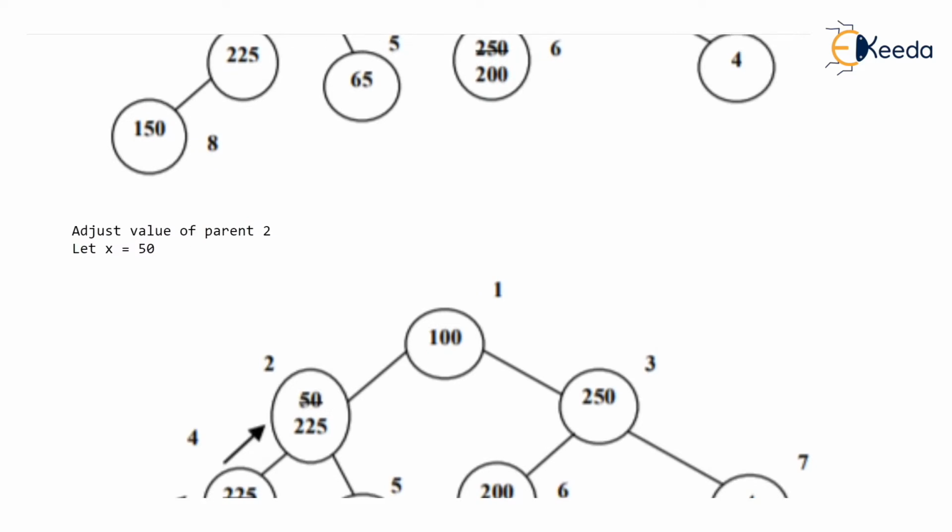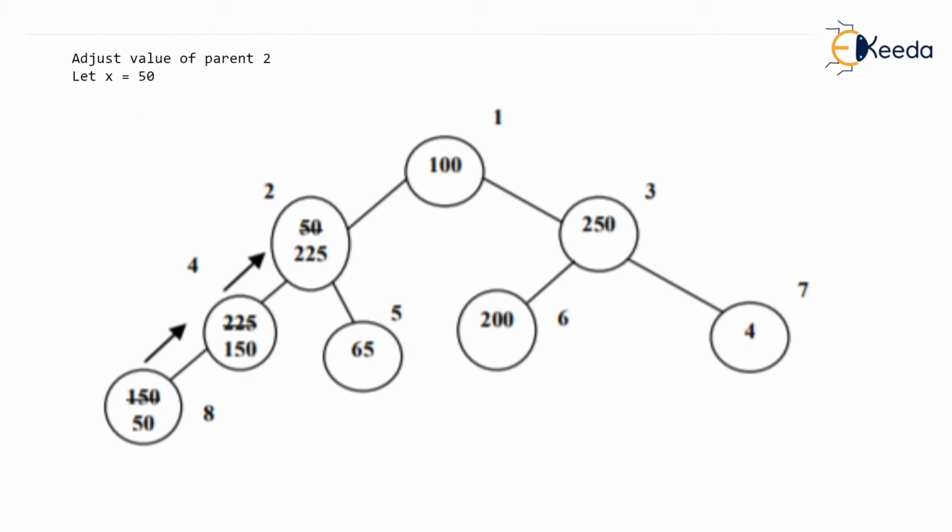Now let's adjust parent number 2. So we have adjusted parent 4, then we have adjusted parent 3, and now we are adjusting parent 2. And finally we will adjust parent 1. So I'll just write the original values over here. This was 50. Okay. And this was 225 here.